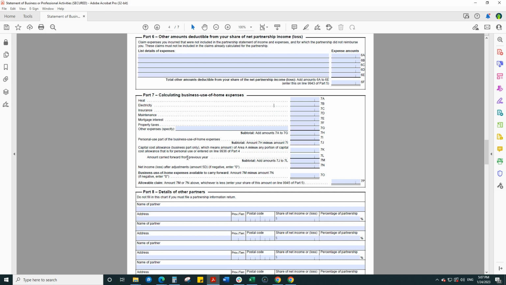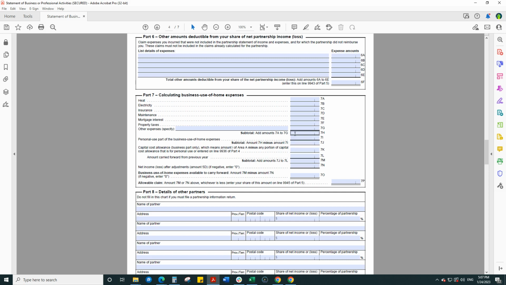So here we've got the typical expenses like heat, electricity, insurance, maintenance, mortgage interest, not the principal payments, just the interest, property taxes or other. If you're renting, for example, you'd go with other here and you'd put rent, and you wouldn't have mortgage interest or property tax, but the other ones may still apply to you if you're renting.